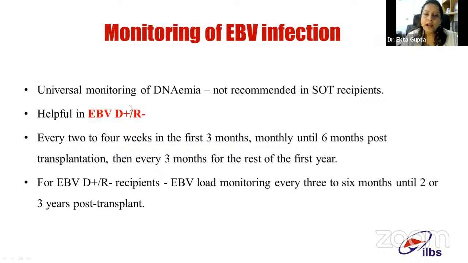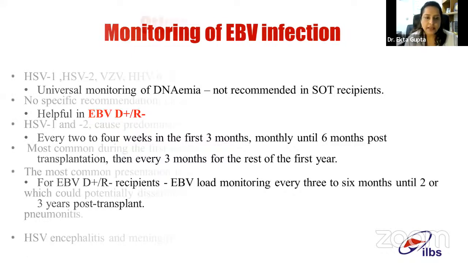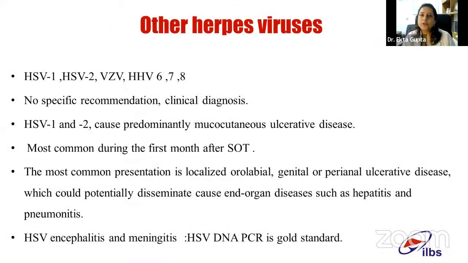However, if you are high risk, that is, the donor is exposed and the recipient was never exposed, especially in the pediatric age group, if a transplant is happening, then you have to keep the monitoring done, which we do at 2 to 4 weeks in the first 3 months, then up to 6 months, and then 3 monthly for the first 1 year. And every 3 to 6 months in these patients up to 3 years, you have to do EBV DNA monitoring in such high-risk cases. By that, you get an idea of the occurrence of PTLD.